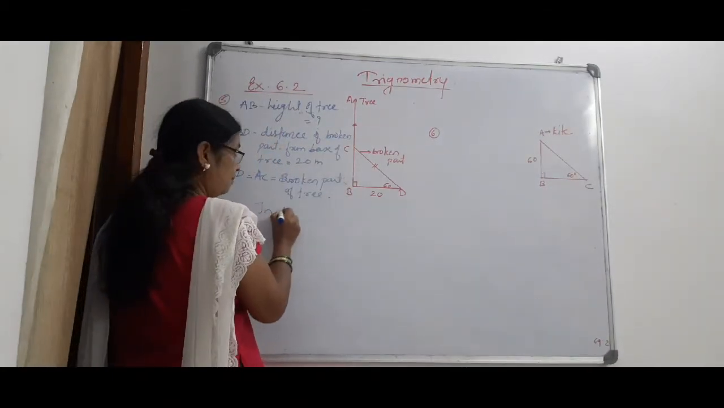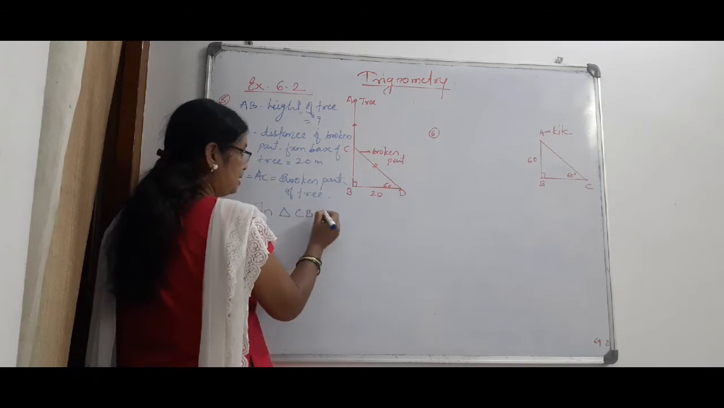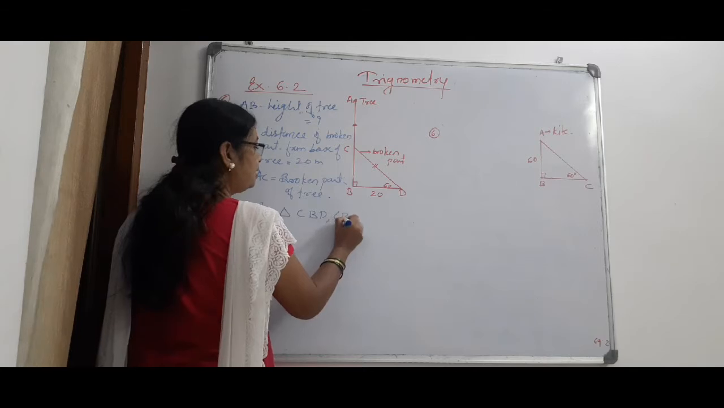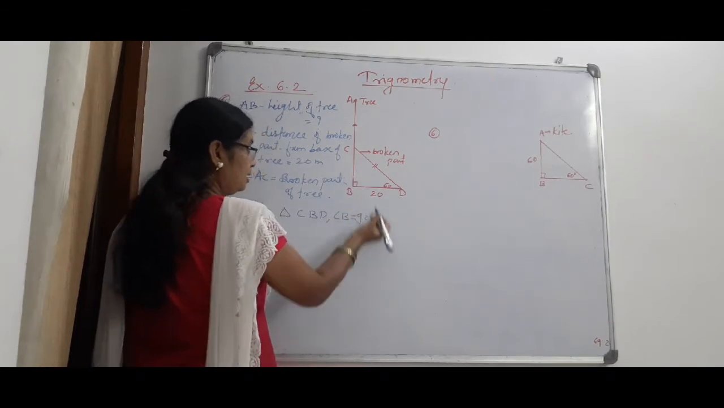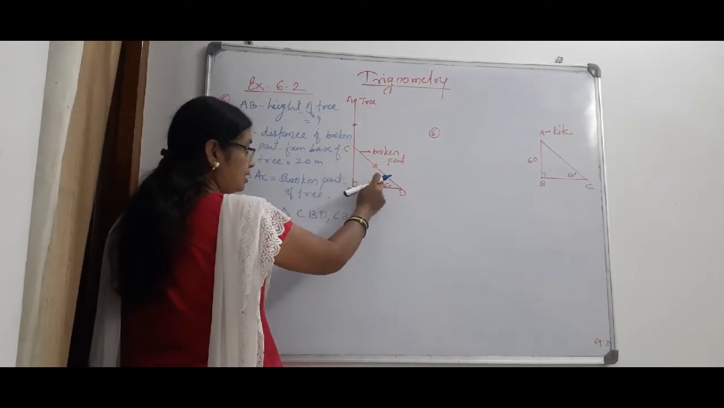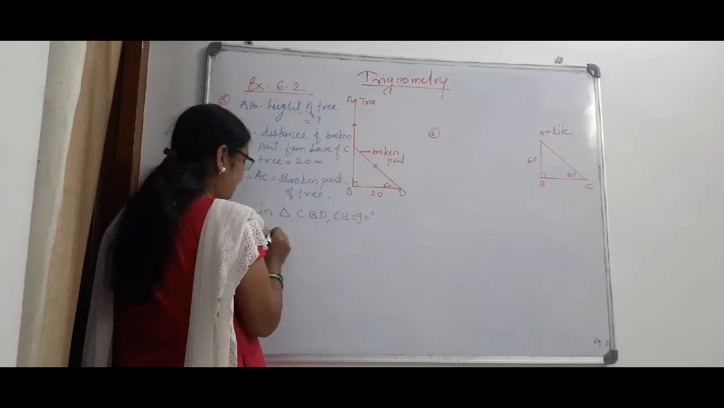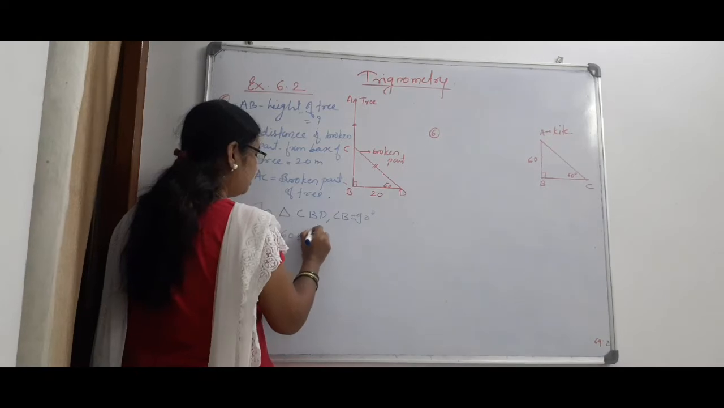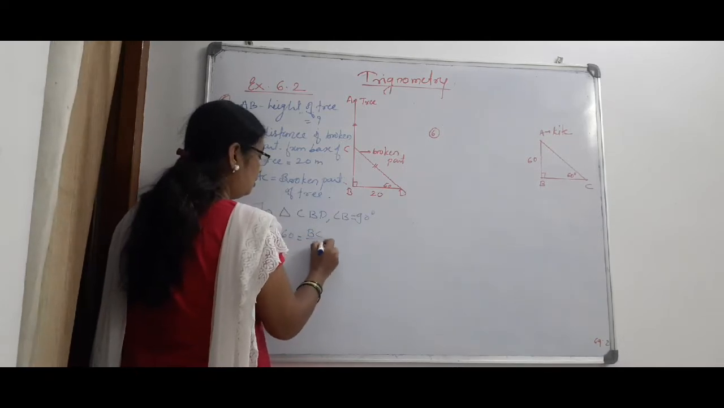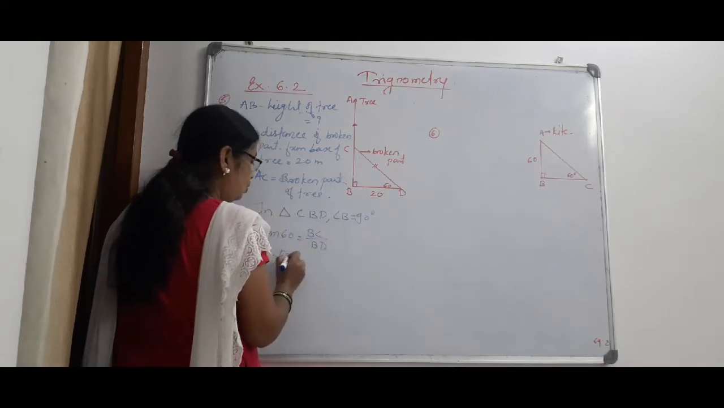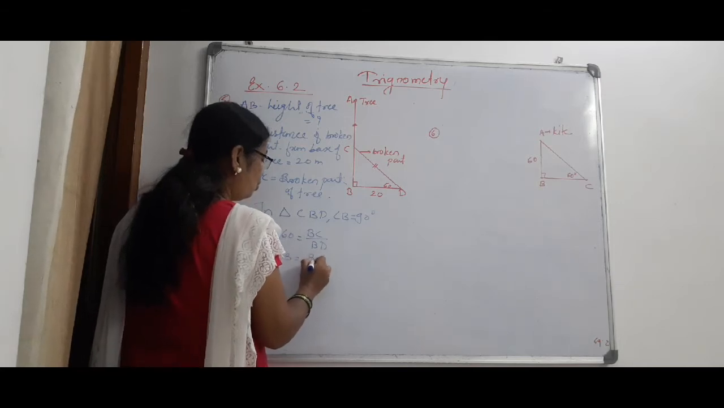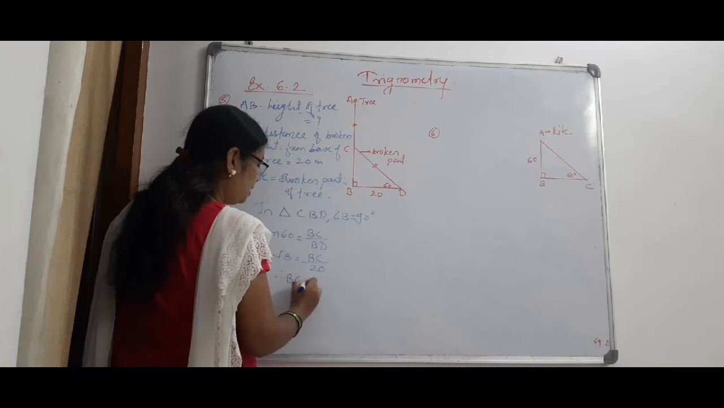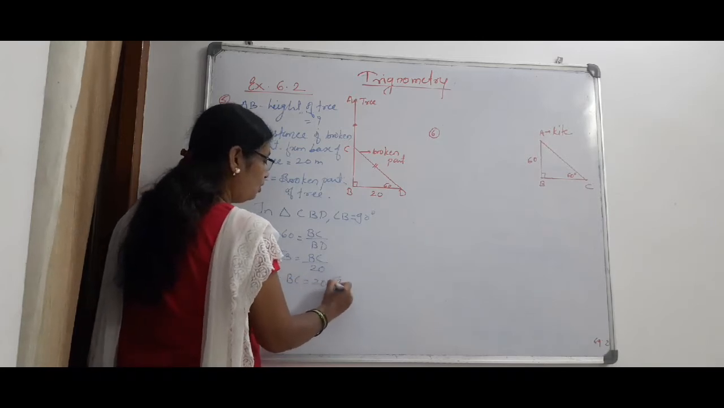In triangle CBD, angle B is equal to 90. So what you have to take here? Tan 60. Tan 60 means BC upon BD. Now tan 60 is √3. BC you have to find out. BD is how much? 20. And therefore BC is equal to 20 √3.